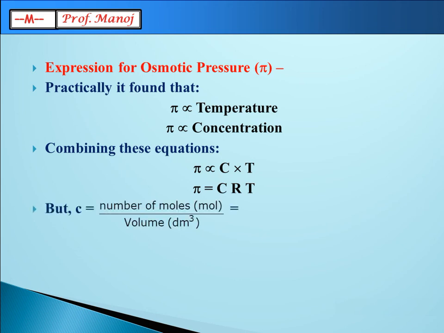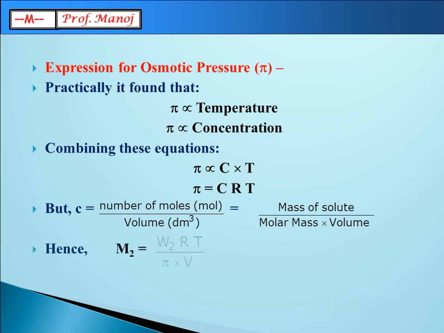But what is the meaning of concentration? It is number of moles upon volume, where number of moles is mass of solute upon molar mass. Substituting this in the above equation, we can get M2, the molecular mass of solute, is equal to weight of solute W2 R T upon pi V.